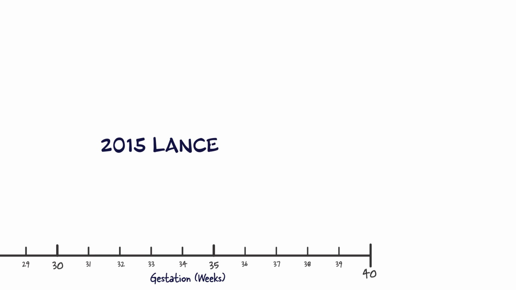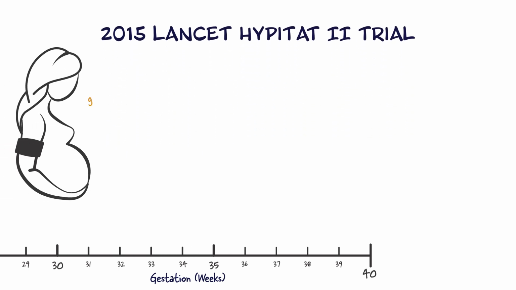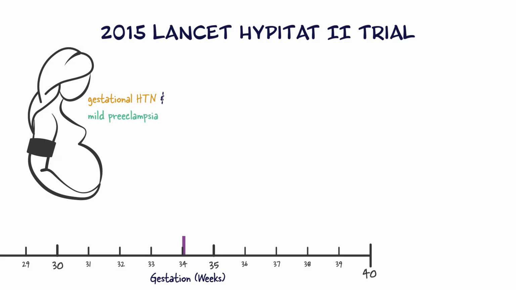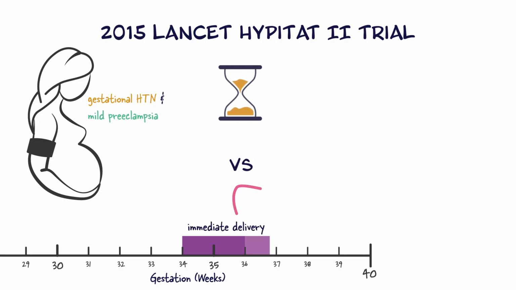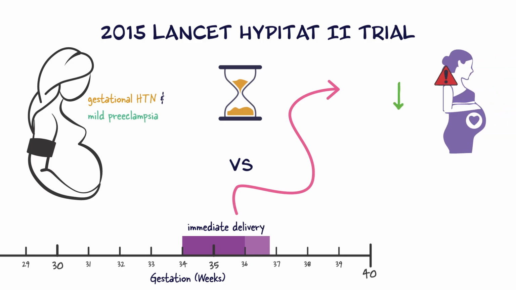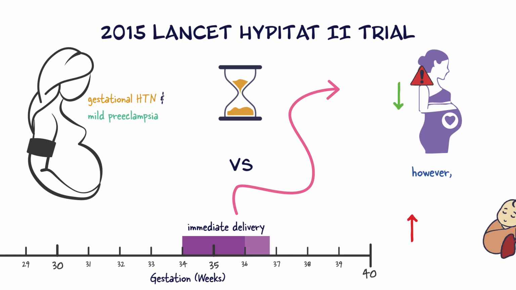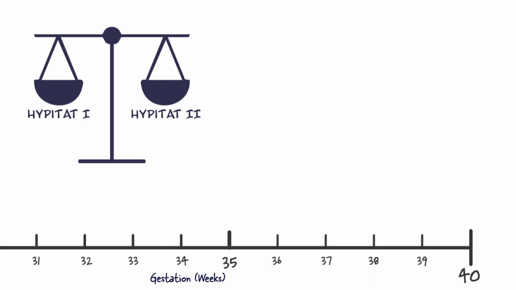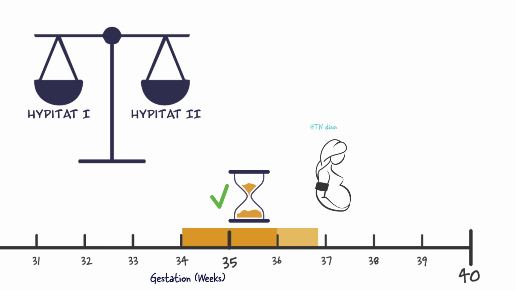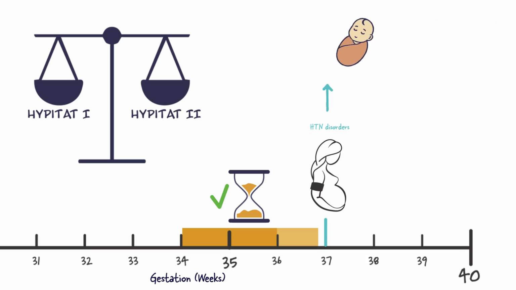In the 2015 Lancet HYPITAT-2 trial, those with gestational hypertension and mild preeclampsia between 34 and 36 plus 6 weeks gestation were randomized to immediate delivery versus expectant management. The intervention arm found a reduction in severe maternal disease. However, there was an increase in neonatal respiratory distress syndrome. The balance between these two studies favors expectant management between 34 and 36 plus 6 weeks gestation. Taken together, those with hypertensive disorders of pregnancy not yet delivered by 37 weeks gestation should be offered delivery.